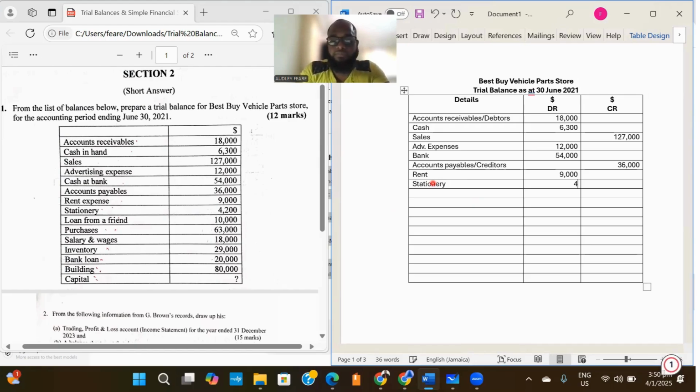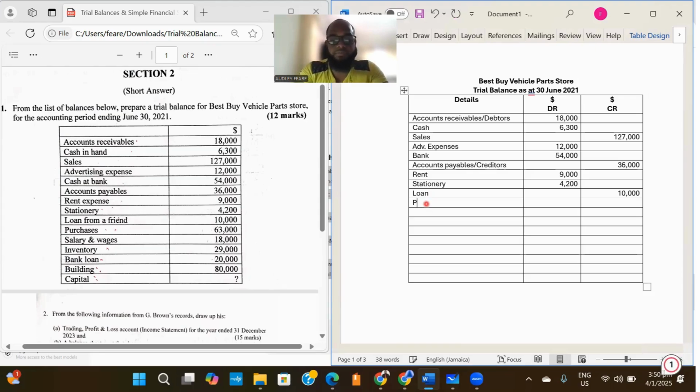So 4,200 debit. Loan from a friend. So you got a loan. A loan is a liability. You must pay it back. And loans, liabilities are always credited. So we put it over there on the credit side, $10,000.